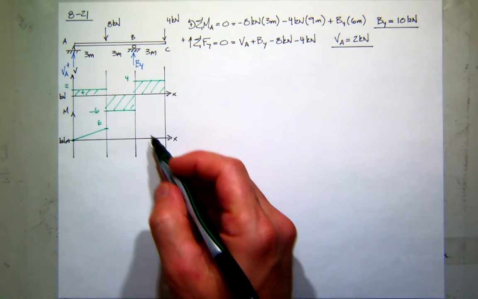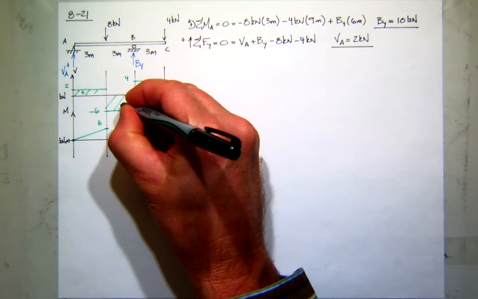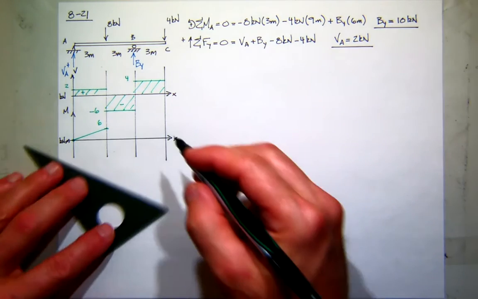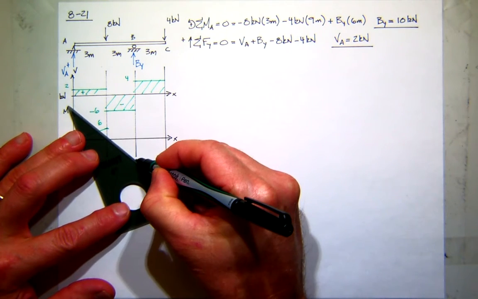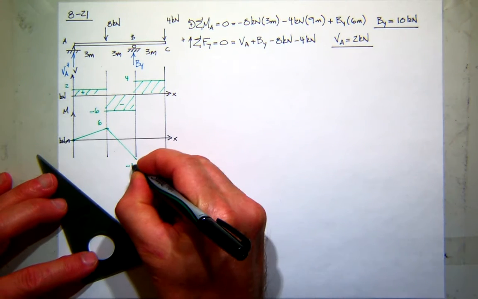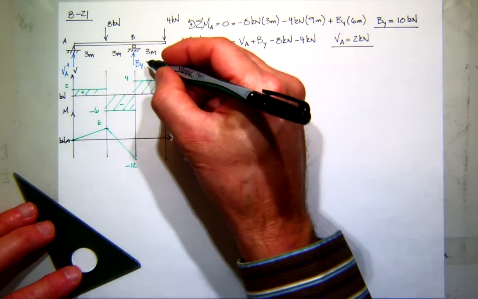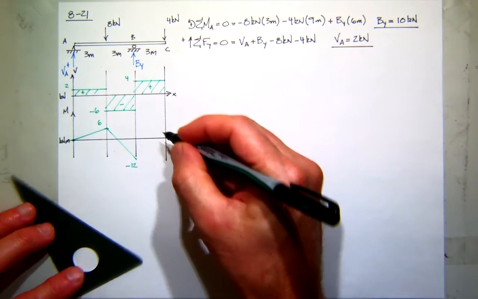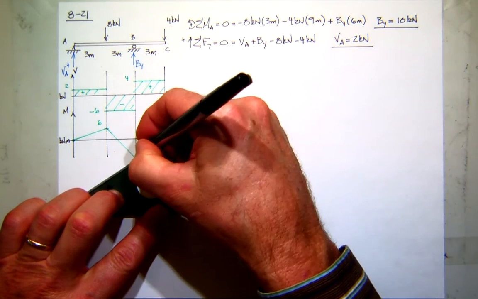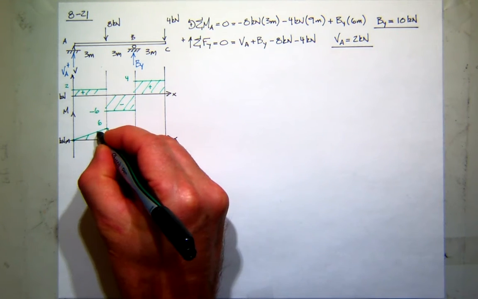The change over the next 3 meters is negative. That'll be 6 times 3 is 18. 6 minus 18 is minus 12. Right? And then the last 3 meters will be positive. 3 times 4 is positive 12. And brings us back to 0. So that's a nice moment diagram, huh?